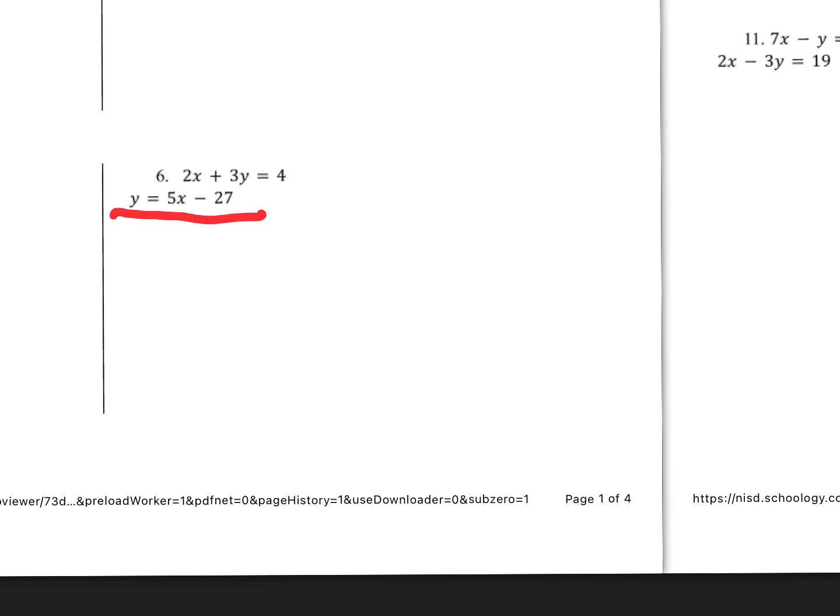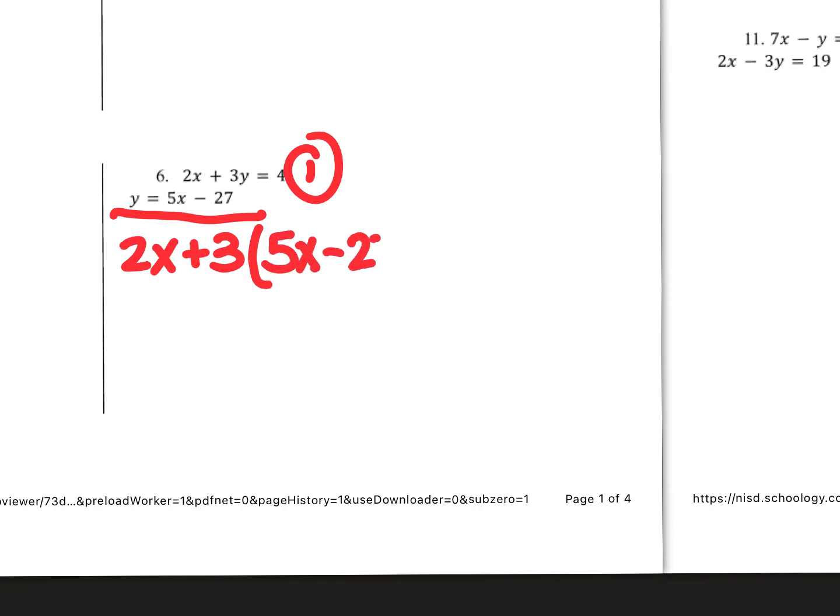So now I'm going to go back up to my first equation. I'm going to rewrite it, but instead of putting in that variable y, I'm going to put in 5x minus 27 equals 4. All I did was substitute what was here for my y. And now we just start solving the equation. I don't touch my 2x as of yet, so I just bring that down. So I'm left with 2x.